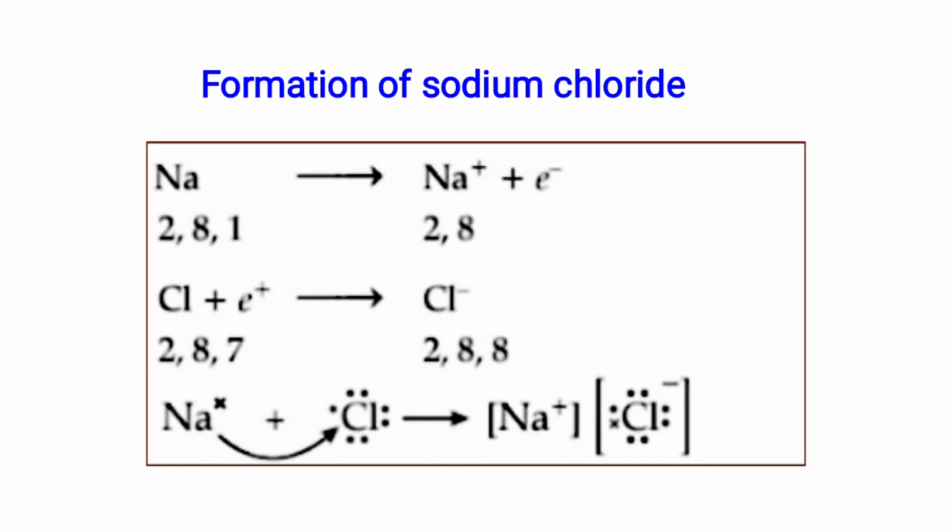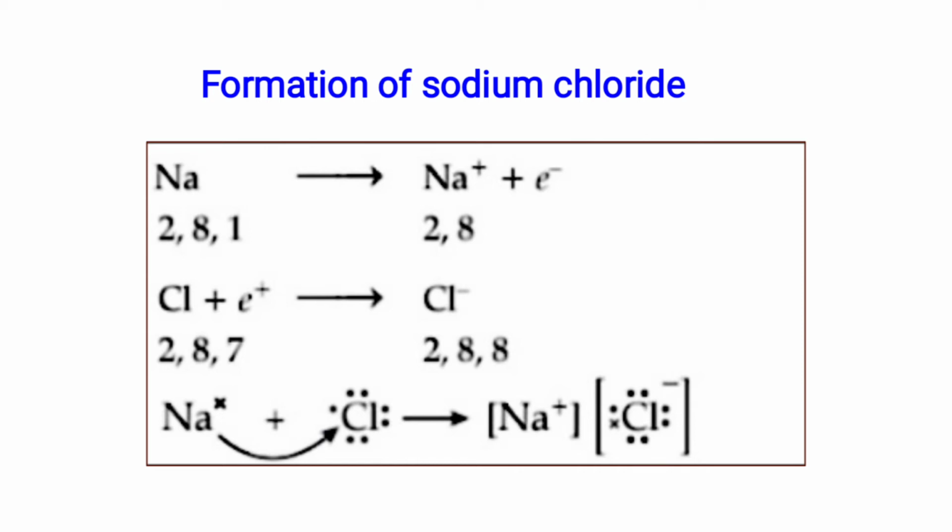Formation of sodium chloride. We know that the atomic number of sodium is 11 and its electronic configuration is 2,8,1. So, sodium atom has one electron in its outermost shell, and if it loses the one electron from its outermost shell and attains a stable octet, sodium gets a positive charge on it.